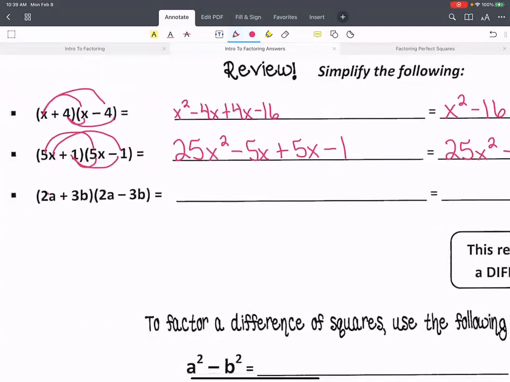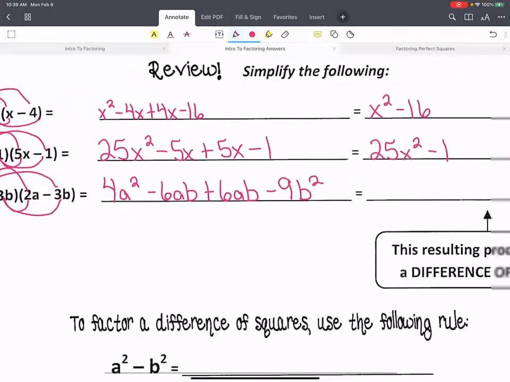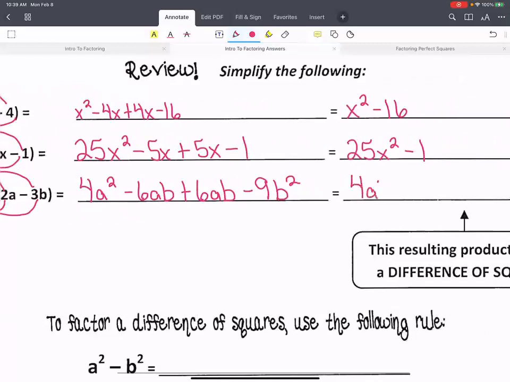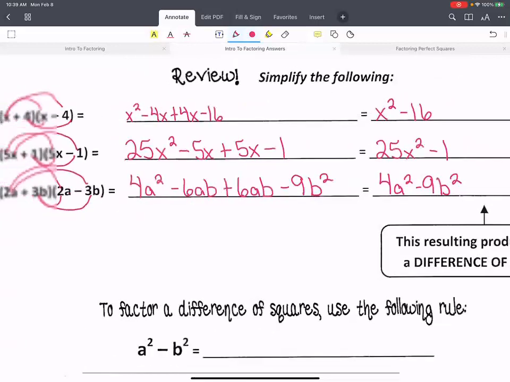All right, let's look at the last one. 2a times 2a gives me? Good. And 2a times negative 3b gives me? Good. And 3b times 2a gives me 6ab. Let's write it alphabetically. That way it's easy to see that they cancel, right? And then finally, 3b times negative 3b gives me negative 9b squared. The middles cancel and I'm left with? All right. Excellent.